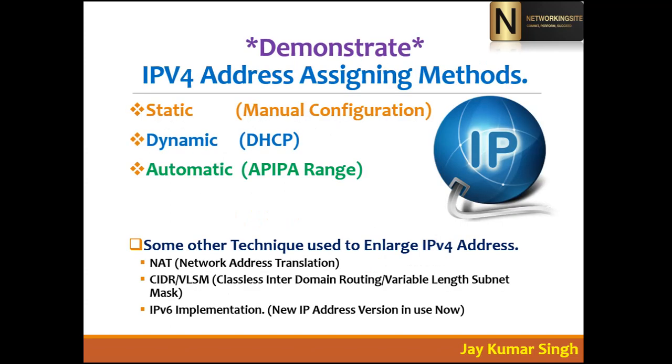Okay, now here we have a few things: the IP address assigning methods. So how many methods do we have to assign an IP address? We have three methods. Static, which we have seen in our Packet Tracer lab. DHCP, which we will see in our coming labs. And automatic APIPA, which we have seen. So static is a manual configuration, APIPA is automatic when DHCP has failed, and DHCP is the dynamic IP configuration method.